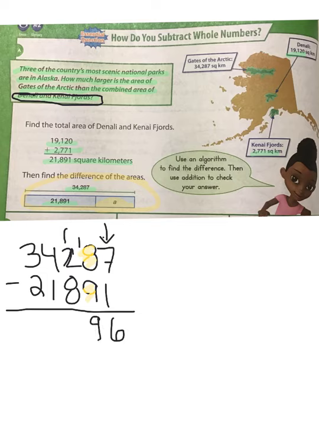When we move to our hundreds place, we cannot take 8 from 1. So we are going to borrow from the thousands place. So cross off your 4, take 1 away, which makes it a 3, and add that 1 over in the hundreds place. 11 minus 8 is 3. Now, when we're subtracting our thousands place, we can take 3 from 1. So 3 minus 1 is 2, and 3 minus 2 is 1. So our difference is 12,396 square kilometers.